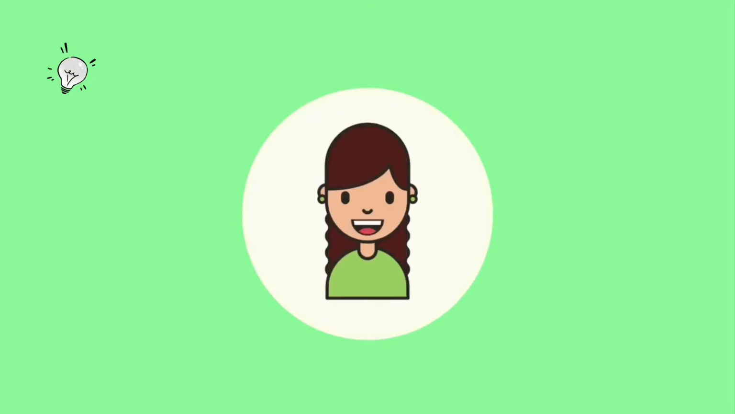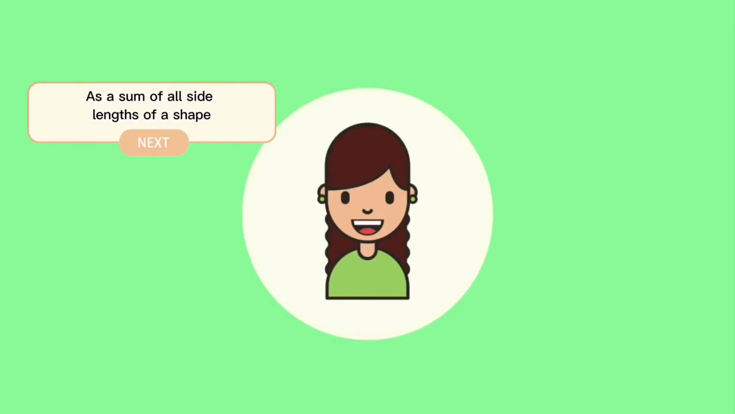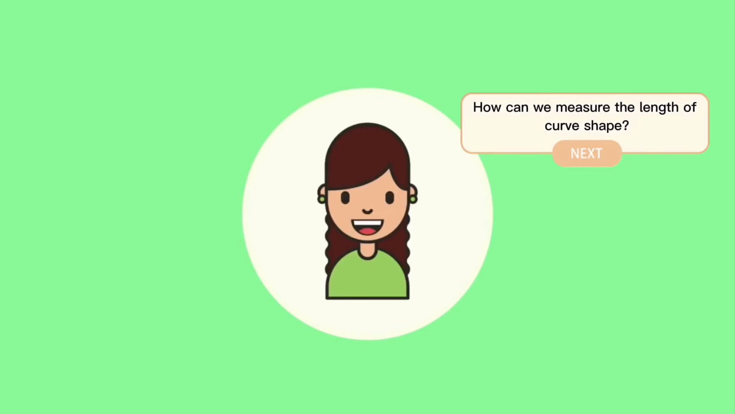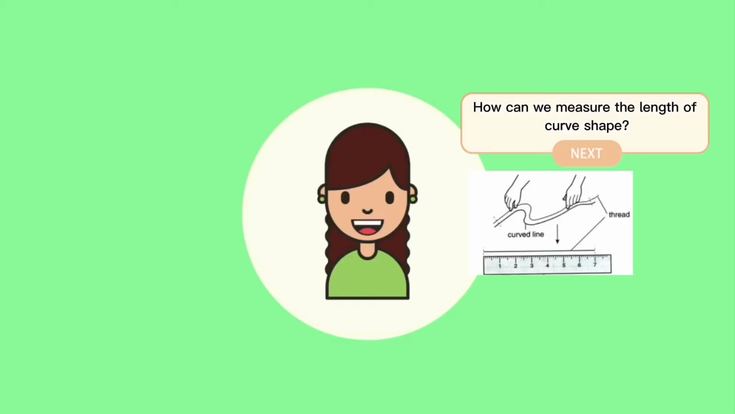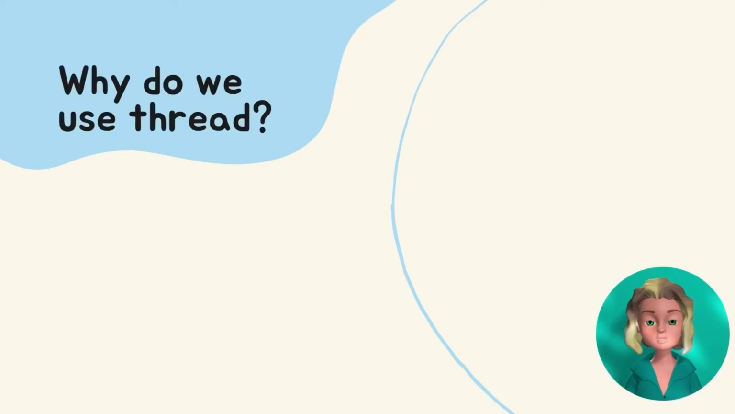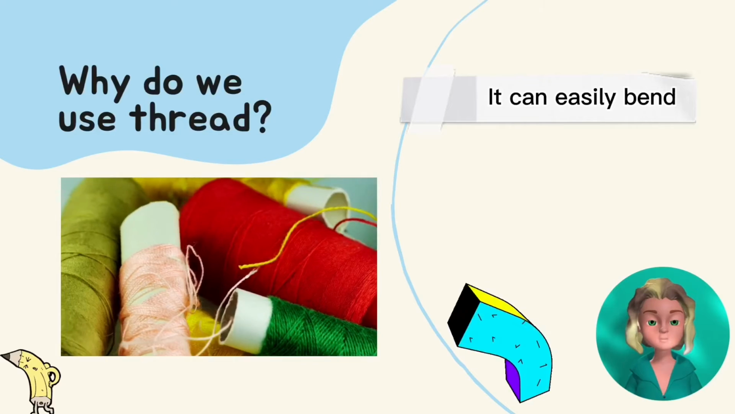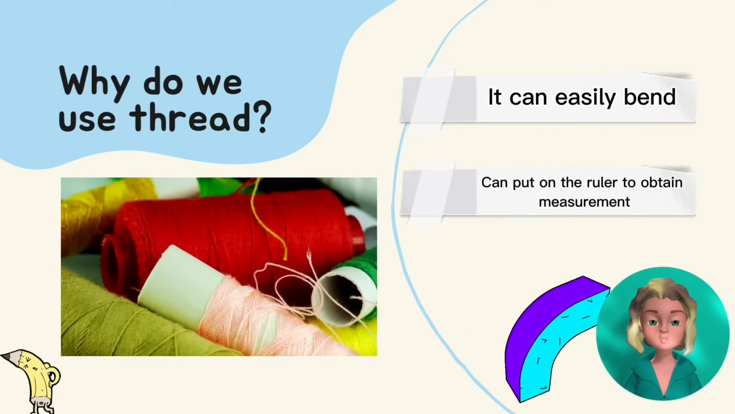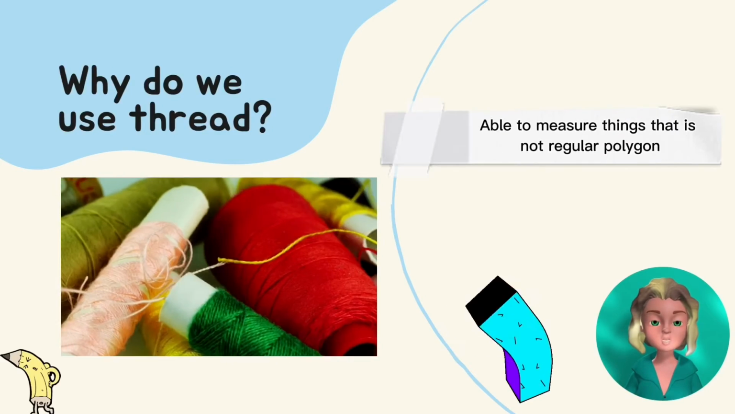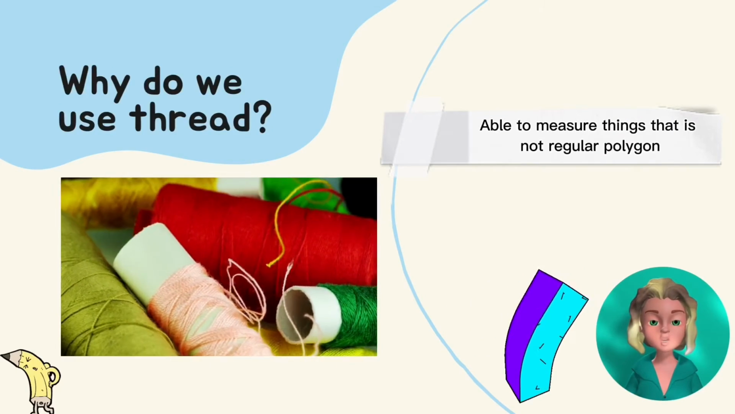Just like I mentioned before, perimeter is defined as the sum of all side lengths of a shape. We can also measure sides that have a curved shape. But how can we measure the length of a curved shape? We can use a thread as a measurement tool. For example, we use a thread to measure the diameter of our finger to find the size of a ring. Why do we use thread? This is because it can easily bend and we can put it on the ruler to obtain the measurement. And for your information, by using the thread, we can measure many things that are not regular polygons.